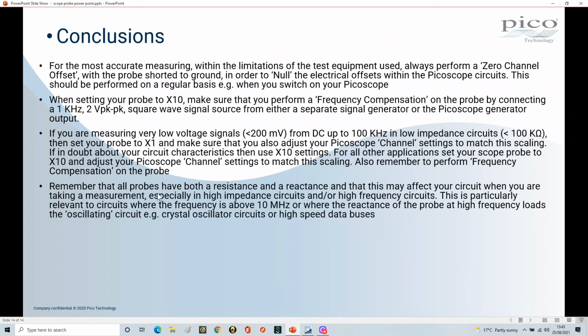So remember that all probes have both a resistance and a reactance, and therefore it will affect your circuit in terms of the way you're measuring it. So you could easily stop a whole circuit from working just because you've attached your oscilloscope to a data line. Say, for example, you've got an address line you've connected to and you're trying to monitor it. Well, you could actually kill the address so the whole system doesn't work. It's about understanding the limitations of what you're dealing with.